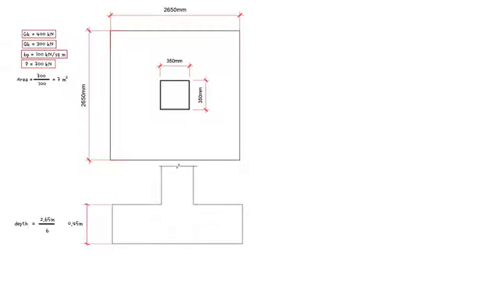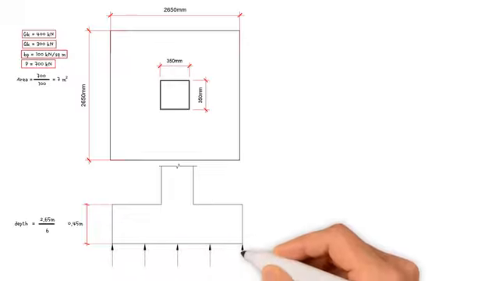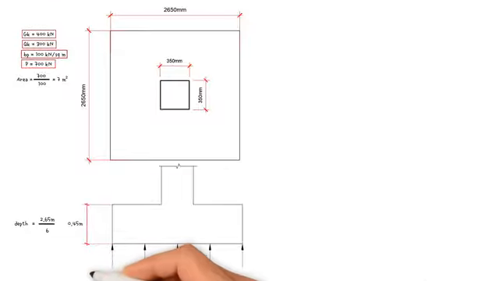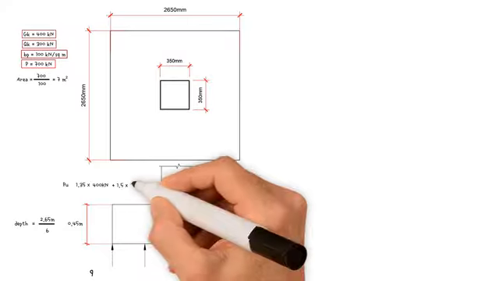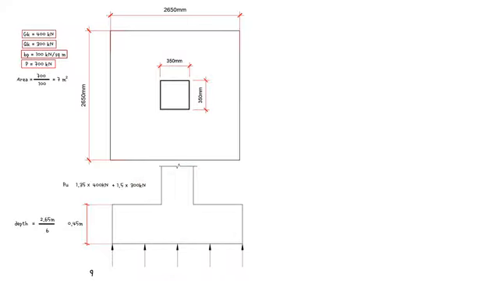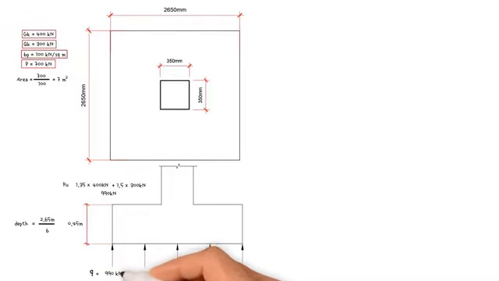The foundation is designed as an inverted cantilever that is subjected to an upward load caused by ground pressure. The value of this pressure is the factored column load, which is 1.35 times dead load 400 kN plus 1.5 times imposed load 300 kN, giving us a total design load of 990 kN, then divided by the plan area of the pad, 2.65 squared. This results in a ground pressure of 141 kN per meter squared.